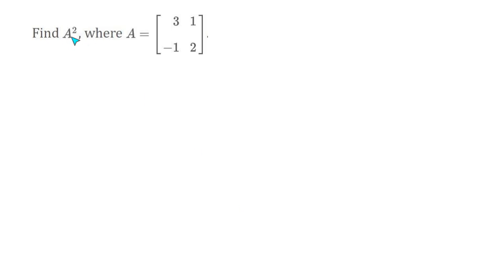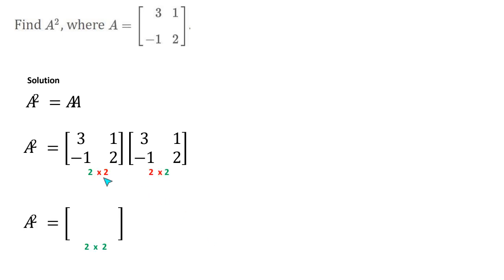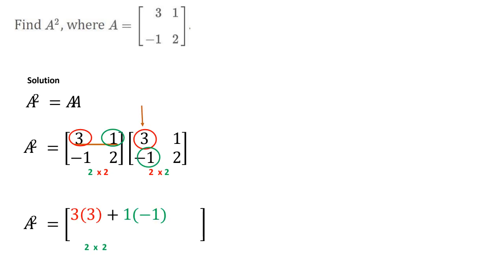So find A squared where A is 3, 1, negative 1, 2. If we want to multiply, that means A times A. So here's my A times A. The orders are 2 by 2, so the inside numbers are the same. So our result would be 2 by 2. So we're going to take the first row. Okay, so this is my first row.